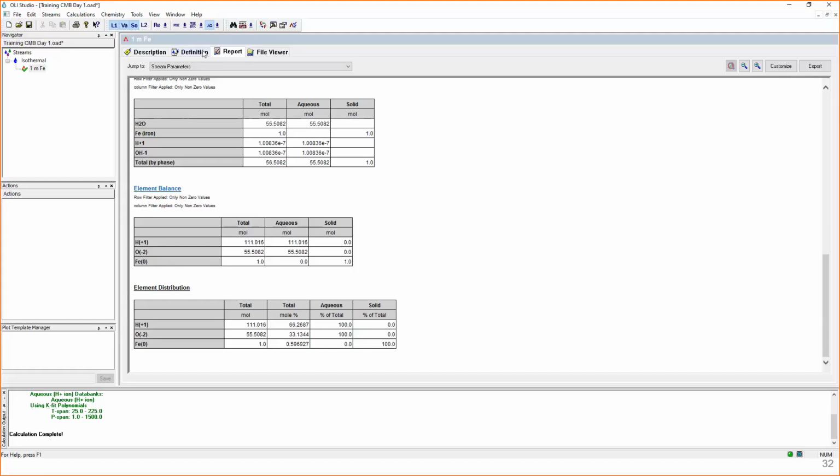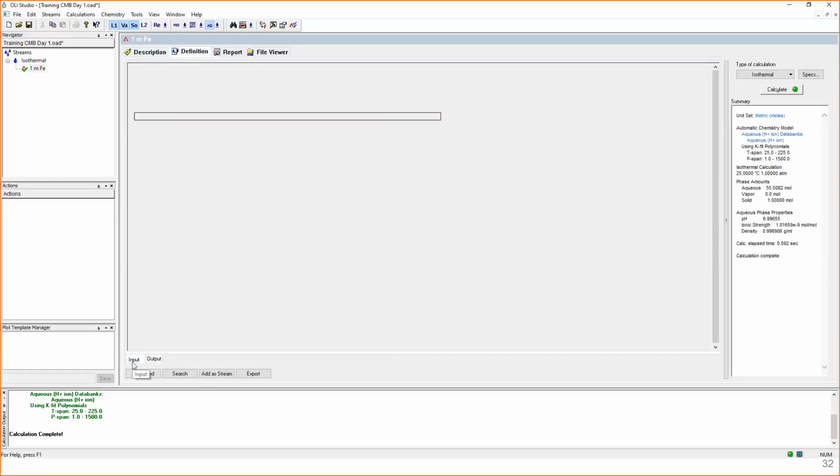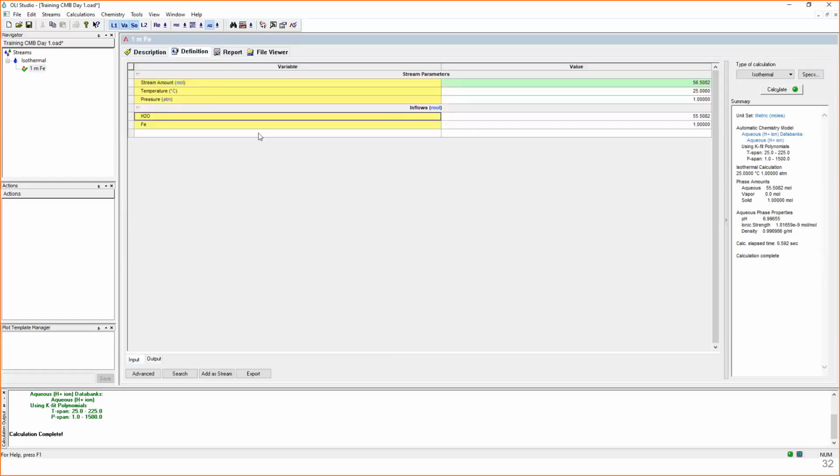Okay, so if we go back to the definition, and we click on input, we go back to our original calculation. So that is an isothermal calculation. Everything was calculated at 25 degrees, 1 atmosphere. But now the question is, why didn't the iron oxidize? You would expect that it will oxidize, right? In these conditions, in water at 25 degrees C and 1 atmosphere.